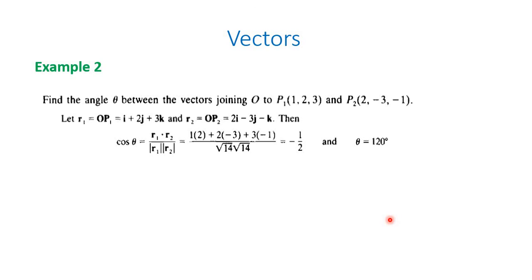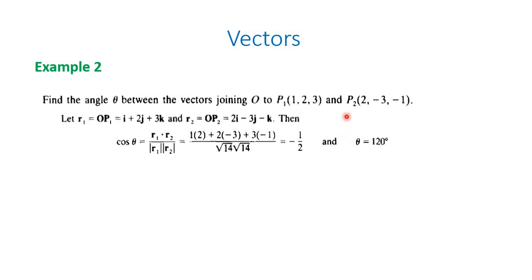Now let's have another example. Here we have to find the angle theta between the vectors joining O to P1 and O to P2. These are the two different position vectors, OP1 and OP2. We have to find the angle between them.